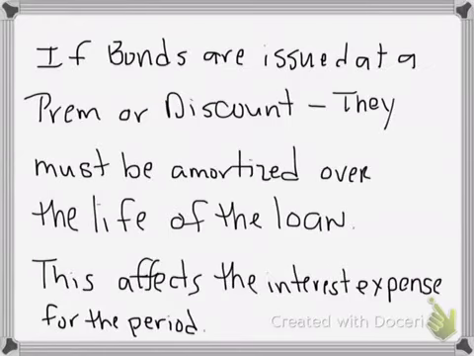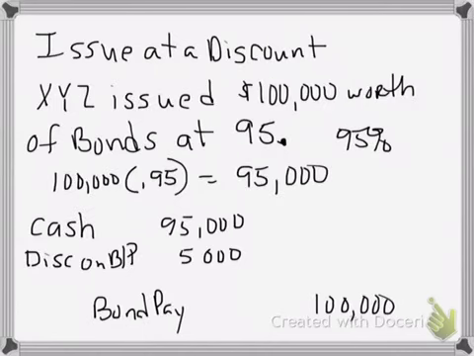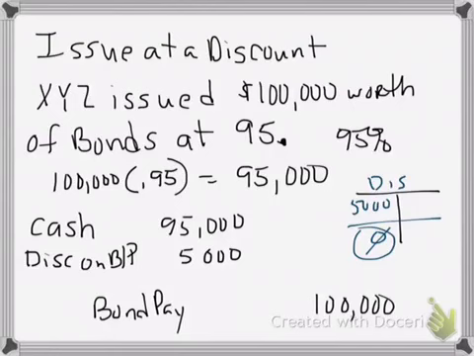Now, if bonds are issued at a premium or a discount, they have to be amortized over the life of the loan. This is going to affect their interest expense for the period, because what we ultimately have to have is, by the time the maturity hits, we need this discount to be at $0.